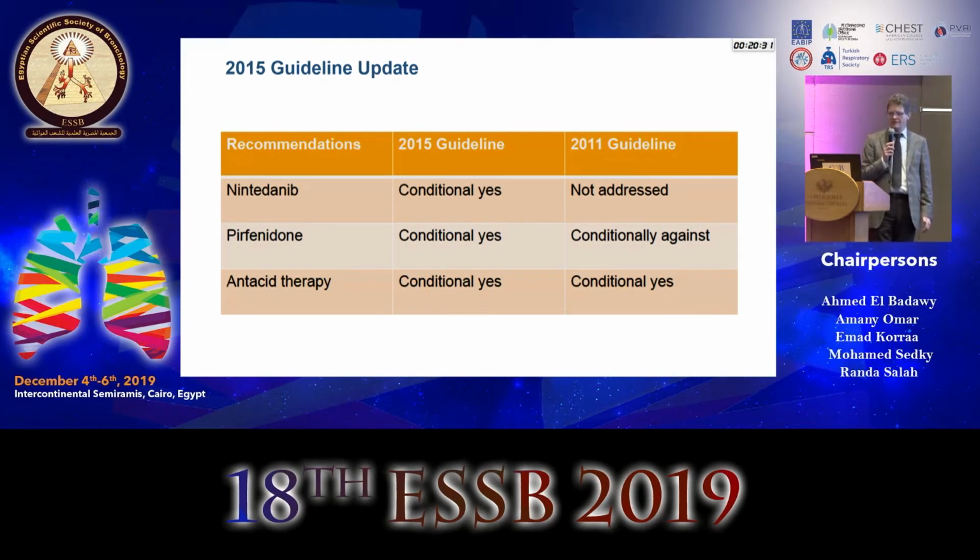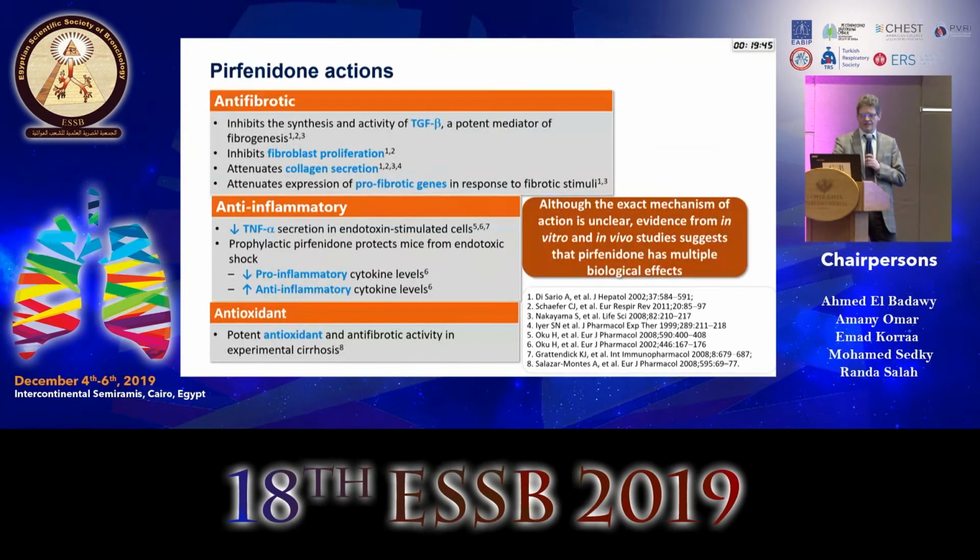There are two antifibrotic drugs, nintedanib and pirfenidone, and in the 2015 guidelines there also appears antacid therapy. I guess if we have an update of this guideline in 2019, the antacid therapy would no longer carry a conditional yes, but perhaps a conditional no. In patients who don't have reflux, it has been shown in recent years that they perhaps even do worse on antacid therapy, that they have more infections. So many things are changing.